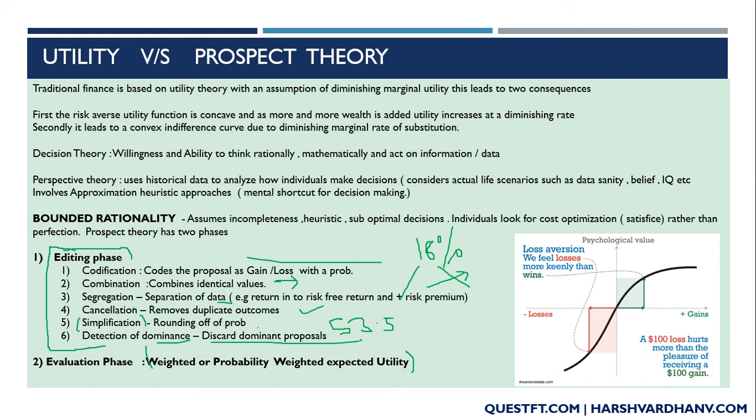The reason why you discard the dominant proposal is basically, if something is so sure, or the probability is so high, that means either the data is not correct or the data is incomplete, and there's very little likelihood that this kind of probability will hold true.